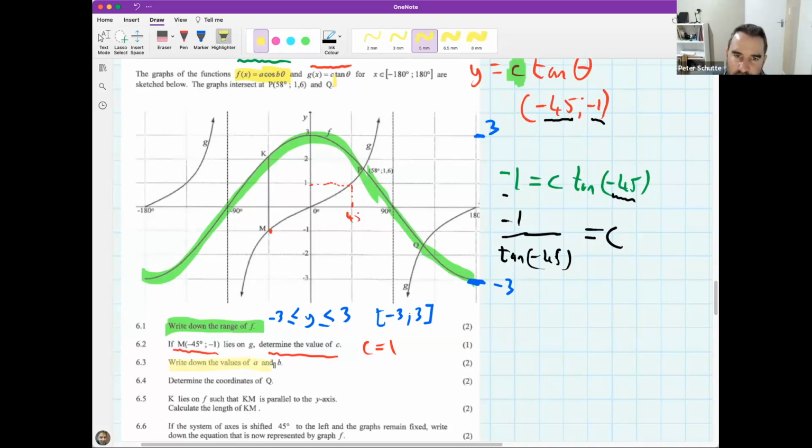I want you to try and find me what A and B are. So I'm going to repeat now. So for the rest of us, can you try and find what values of A and B are?